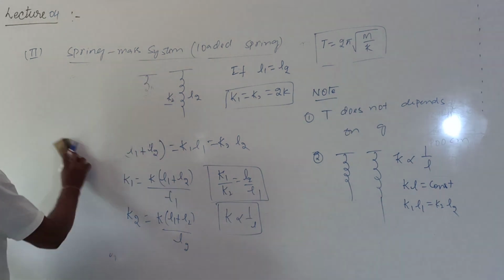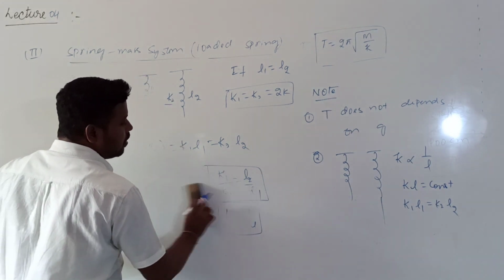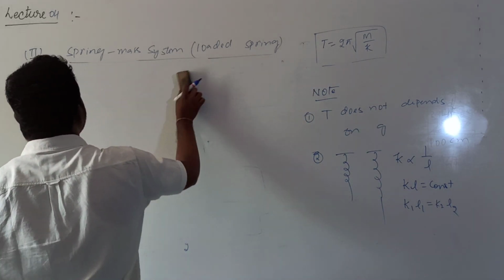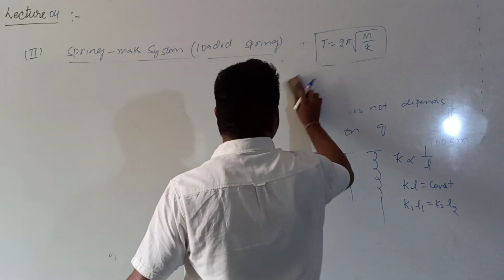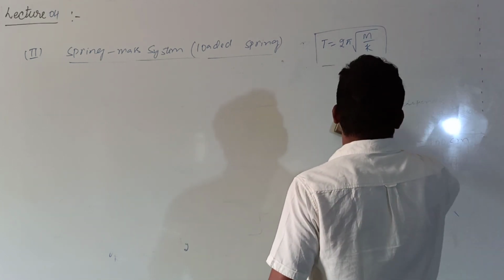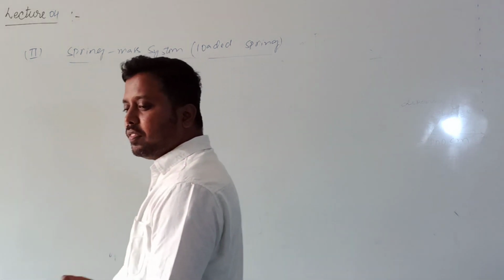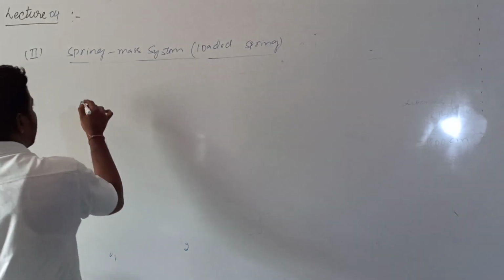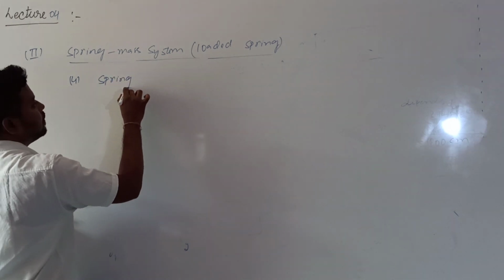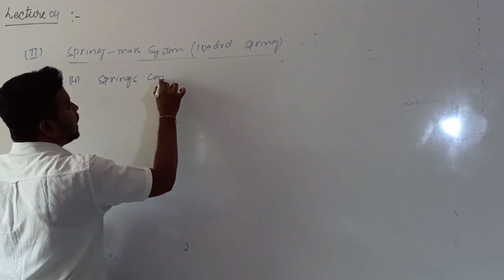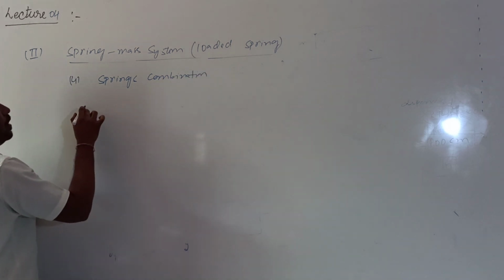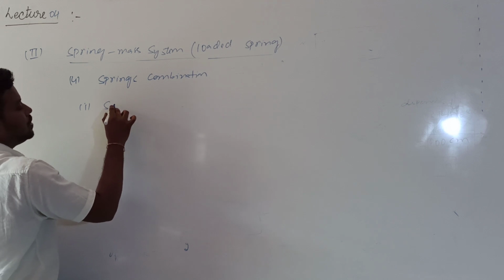So the next point we will discuss is the combination of springs. If two springs are connected in series and two springs are connected in parallel, we will see what the expression for the time period is. Point number 4, springs combination. In this combination, first I will discuss the series combination.